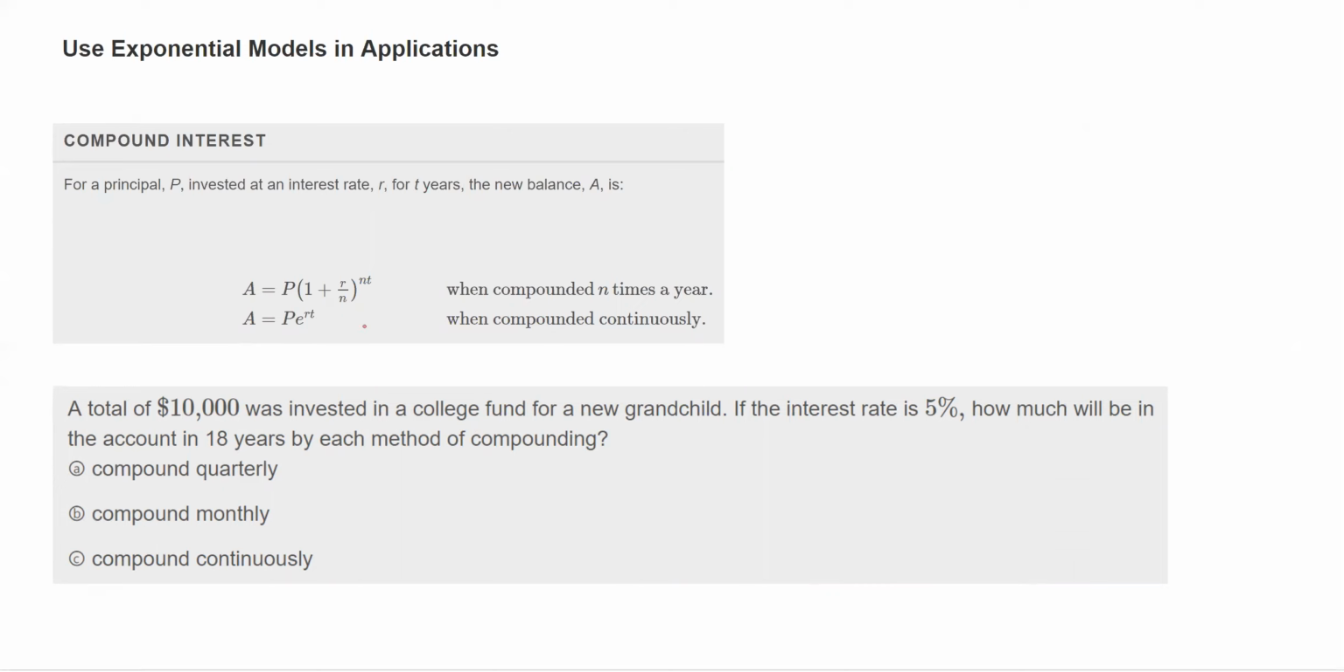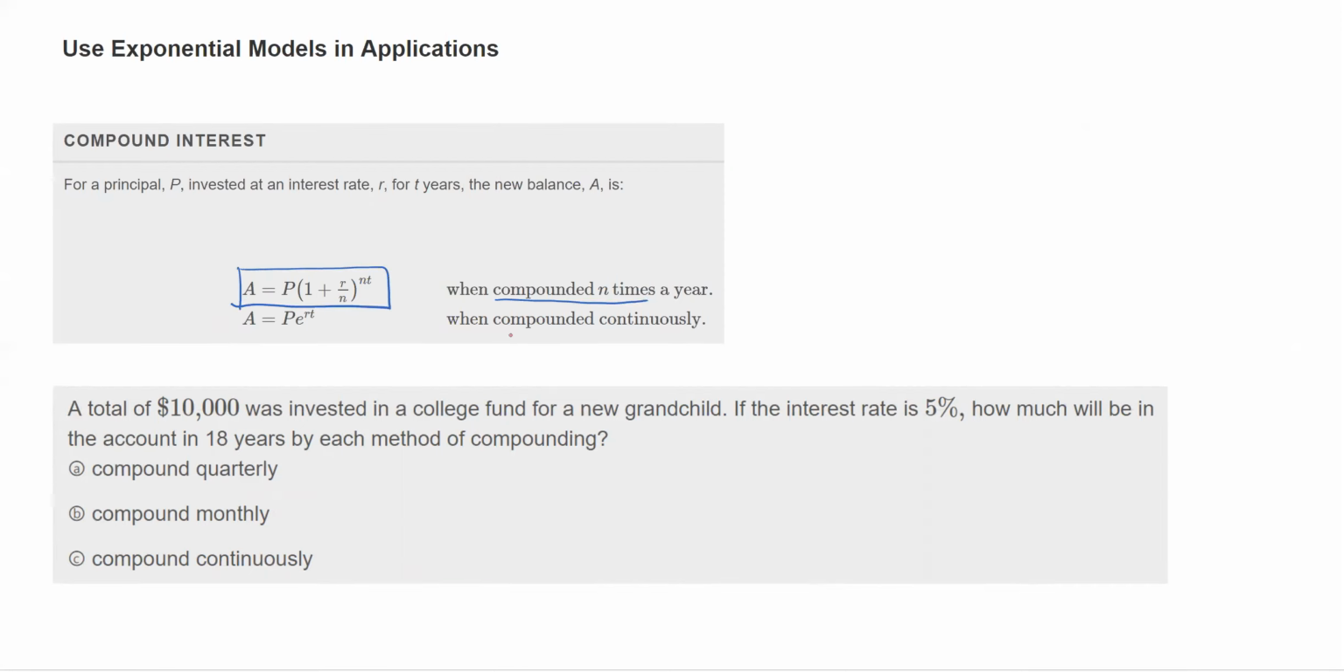Now, when we are able to numerically give the number of times something grows, then we use the n, this formula, the first one. Okay. So when it's compounded n number of times, we use this formula.